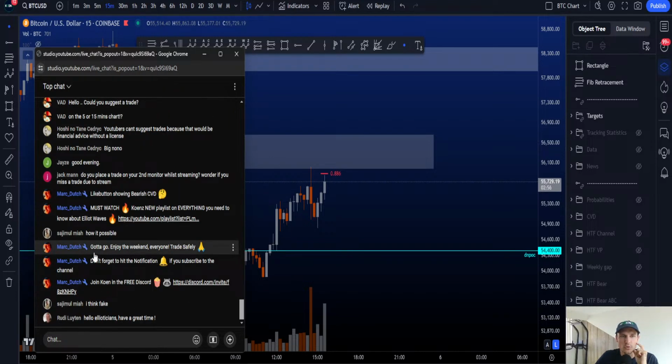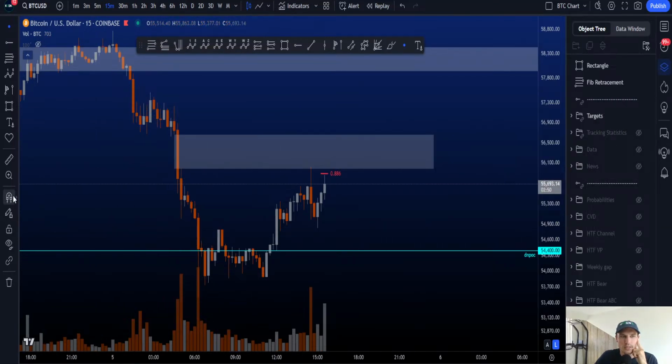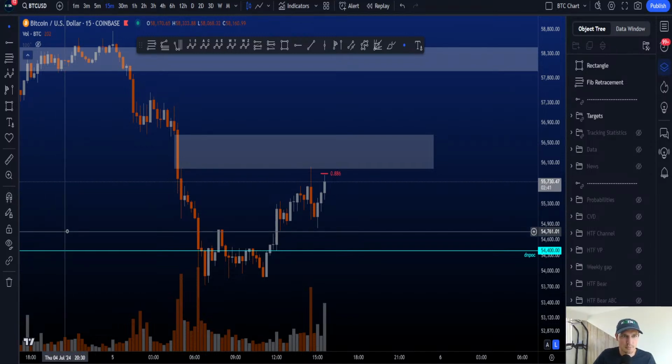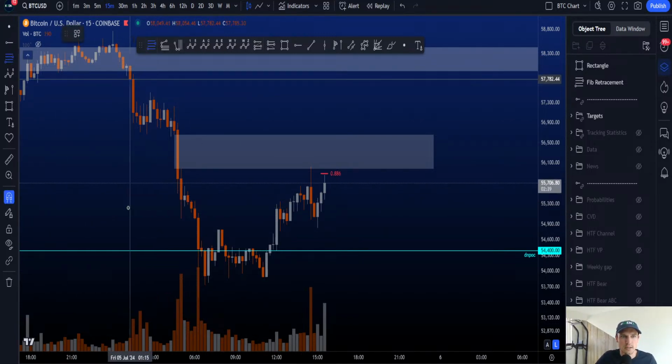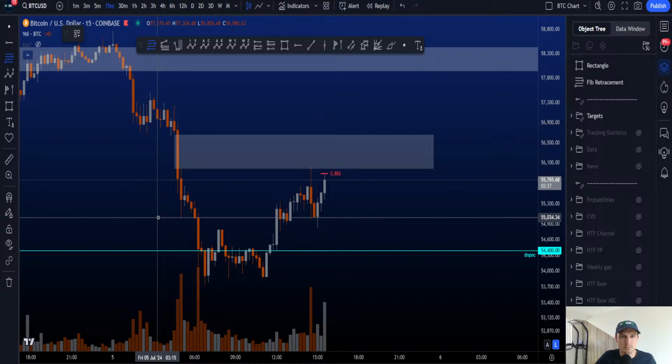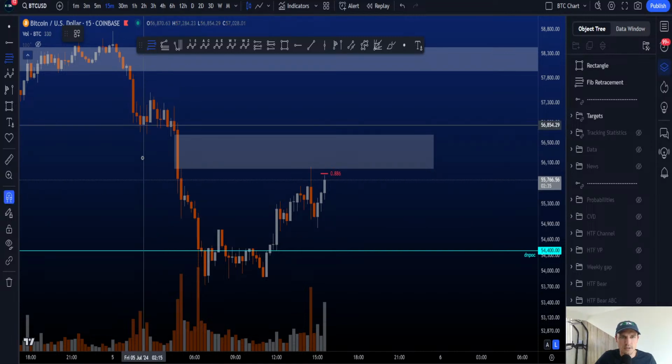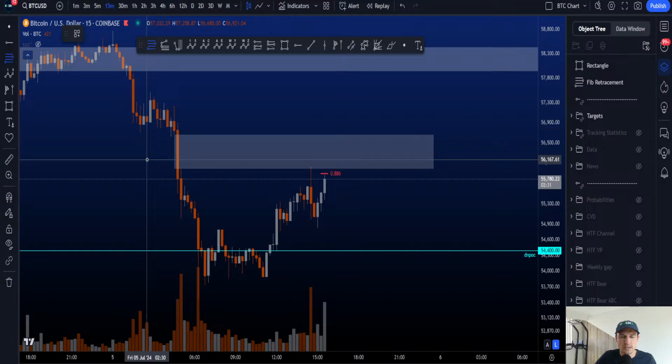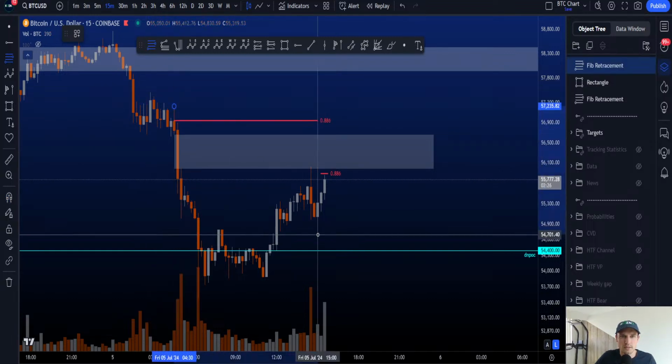I press control because the control is the shortcut of the magnet. As you can see here, in orange, it says CTRL, control. So the moment I press control, I have a tool here. The moment I press control, you can see it becomes blue, right? And you can see that my horizontal cursor line is going to be attached to the candle low or the candle high, right?